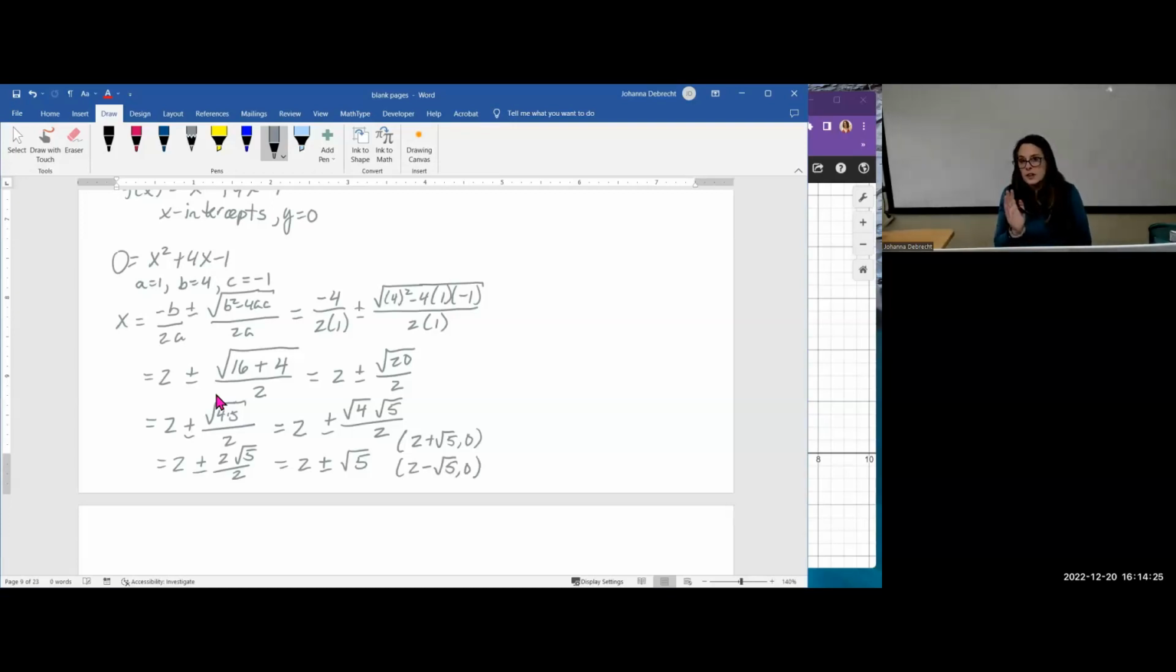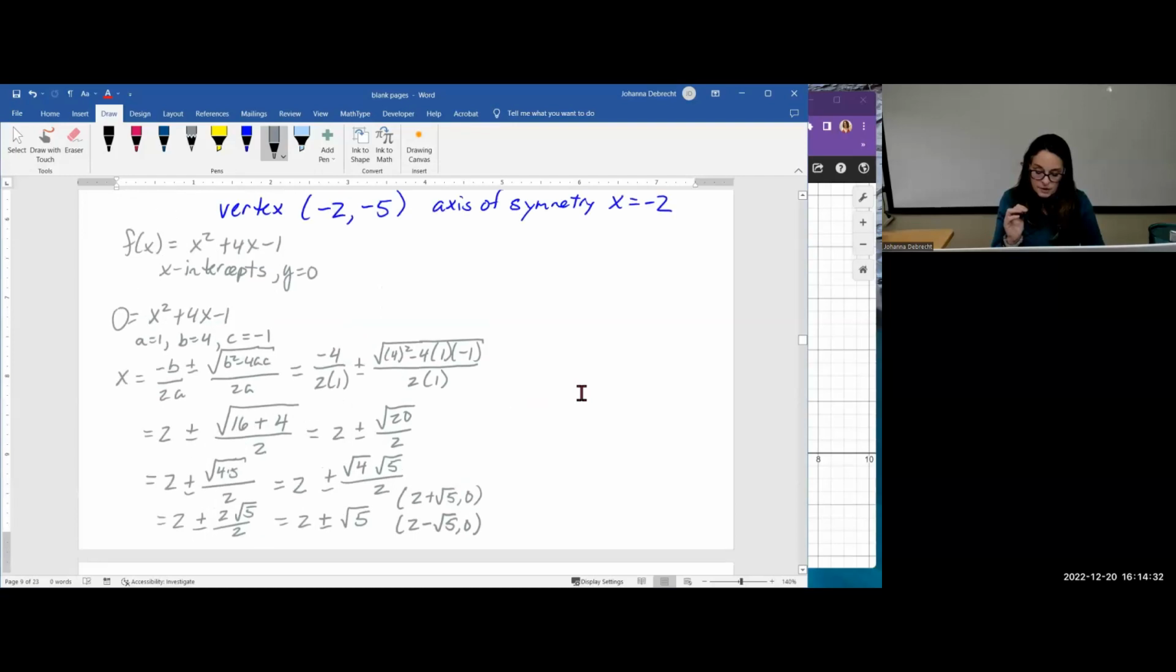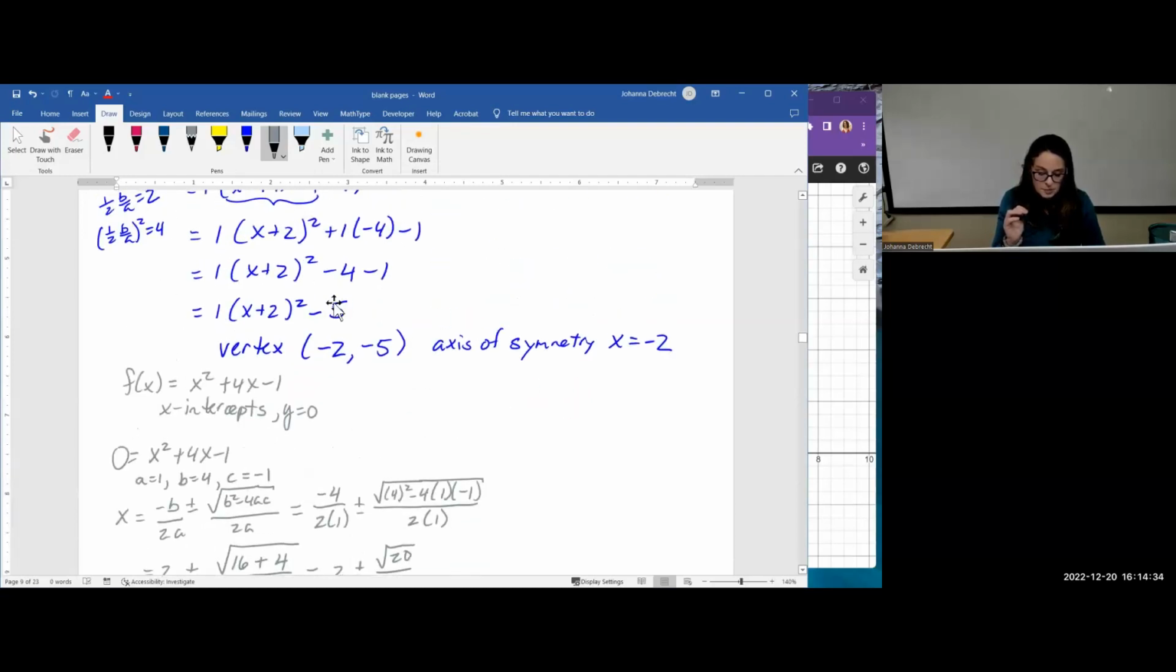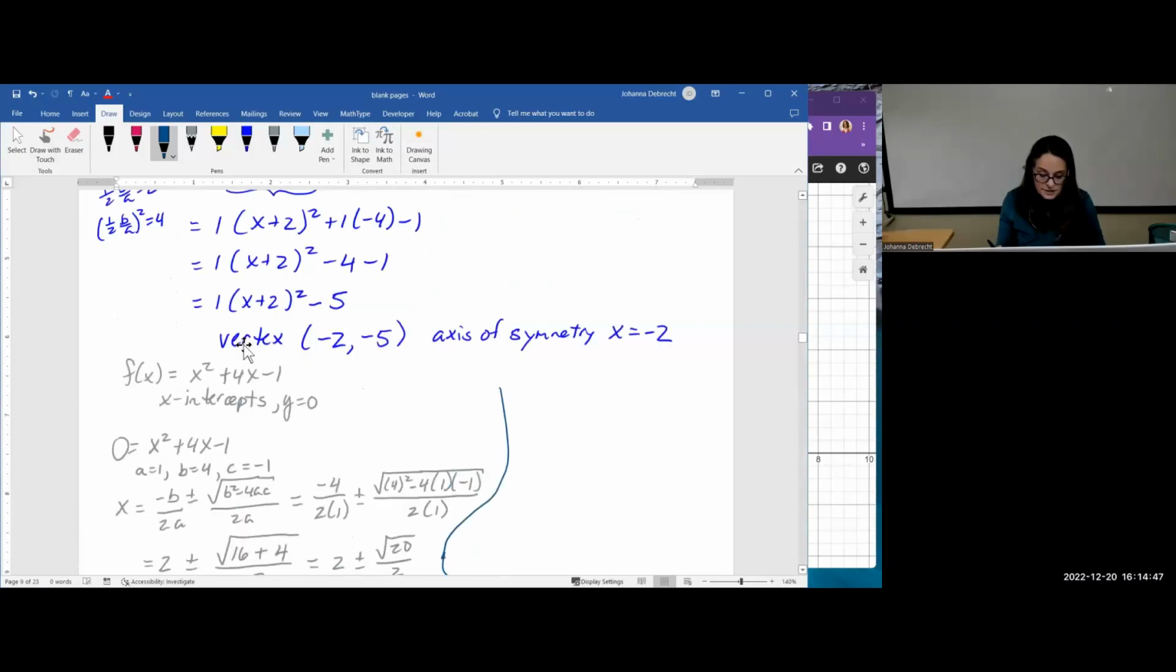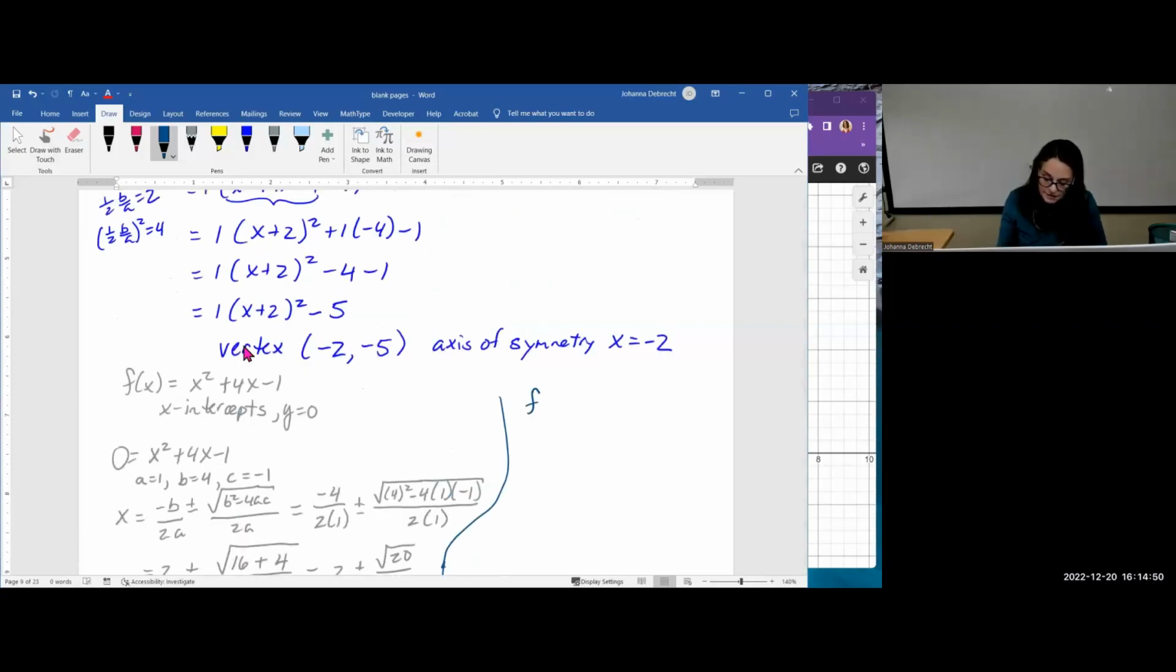Now, I said that there's another way of doing this. You can do this using the factored form, the vertex form. So we're going to come up here to this line right here, and we're going to do the same process again, and I'm going to choose a different color. So I'm going to kind of line this off a little bit. Hopefully I have enough space. So I've got f of x equal to 1 times x plus 2 quantity squared minus 5.